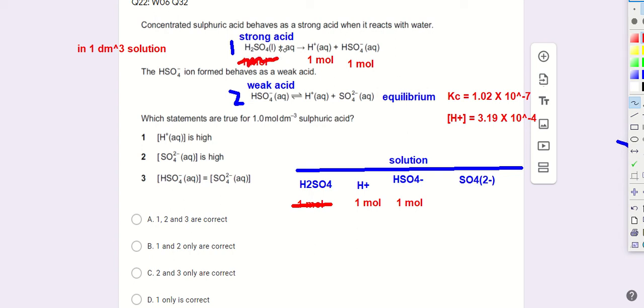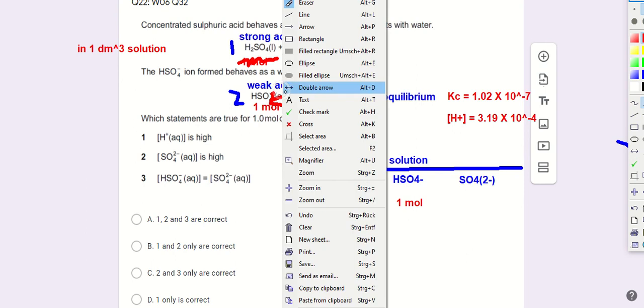Okay, because all gone, all dissociated. All right, now I have this 1 mole hydrogen sulfate ion which will further dissociate. So I bring this down to here, 1 mole.